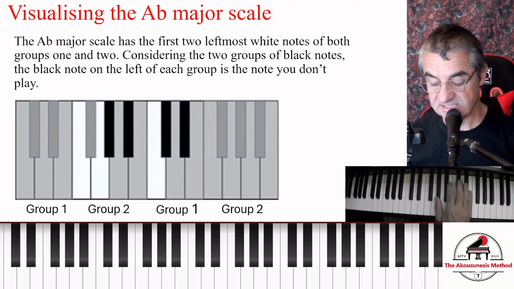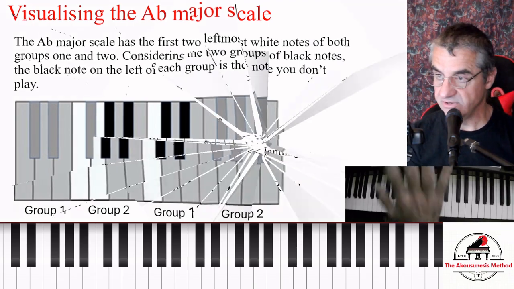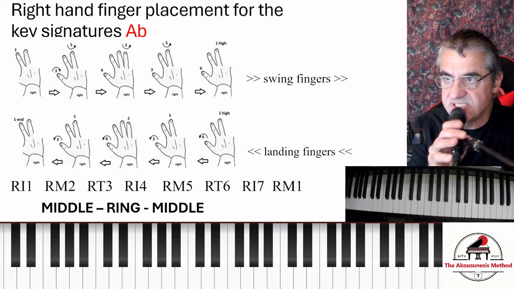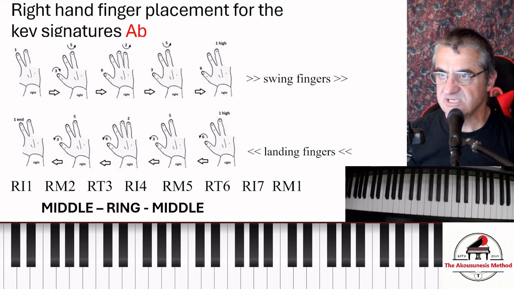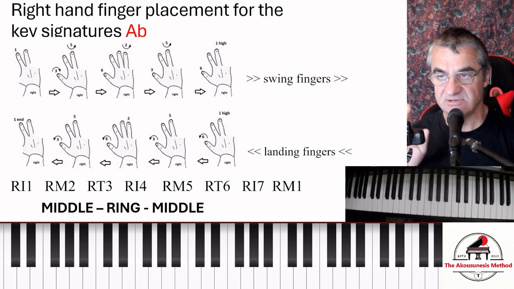All right, let's continue and move on. Okay, let's get stuck into the right-hand finger placement. So this is a nice one, right? We've seen all this before. Again, we're going to focus on the ring and the middle going up. So the first finger is going to be the index, finger 1.